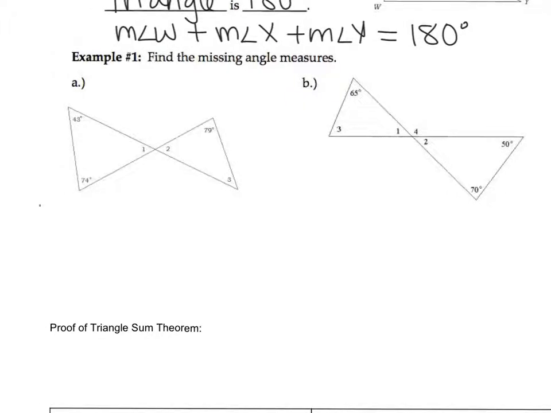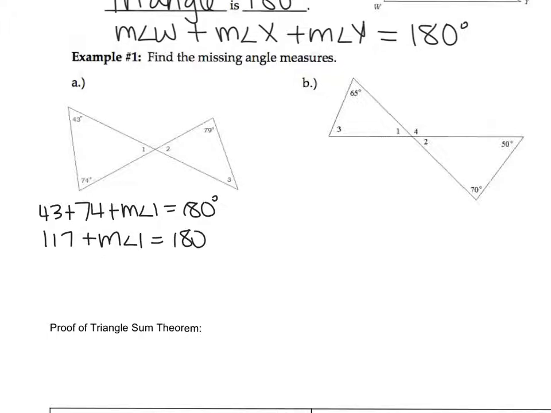So we know that 43 plus 74 plus the measure of angle 1 is going to equal 180 degrees. So I do 43 plus 74, we get 117. So 117 plus the measure of angle 1 is going to equal 180. Subtract 117 from both sides, and we get that the measure of angle 1 equals 63 degrees.